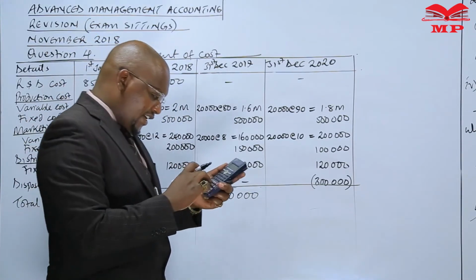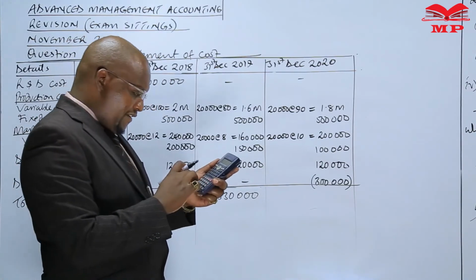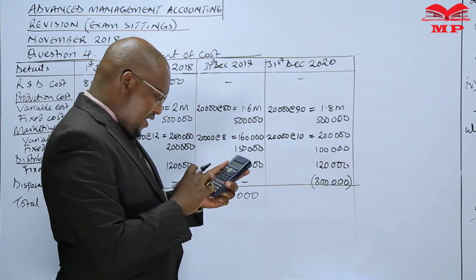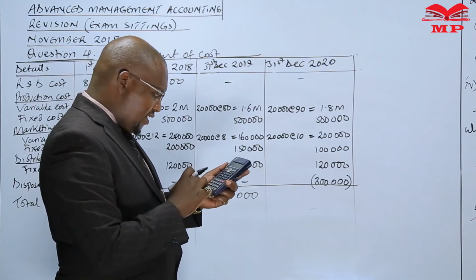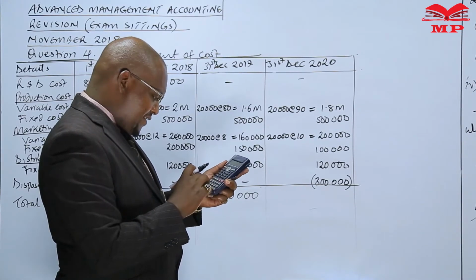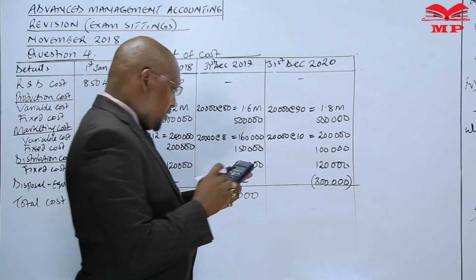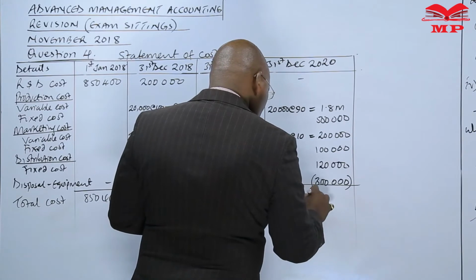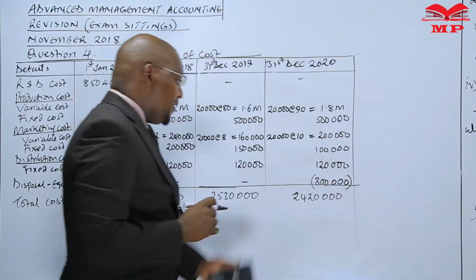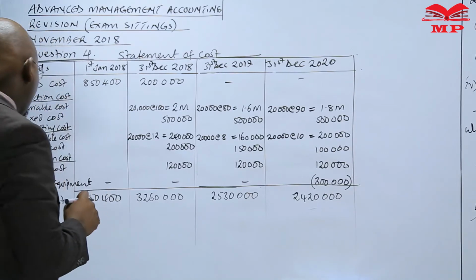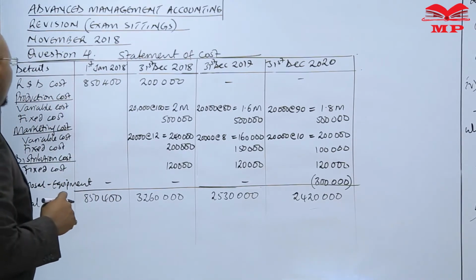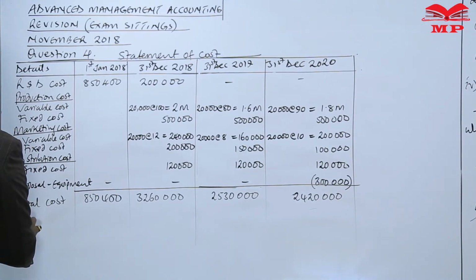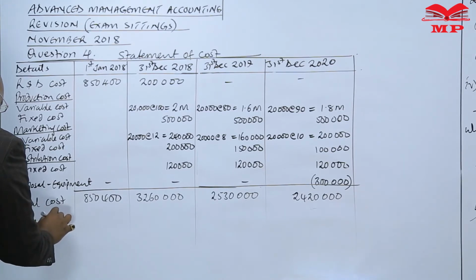The last one is 1.8 million, 500,000, 200,000, 100,000, 120,000, and we'll have minus 300,000. This will give us 2,420,000. Yep. This being the total cost, we can now be able to discount using the present value factor. So this is a present value factor.